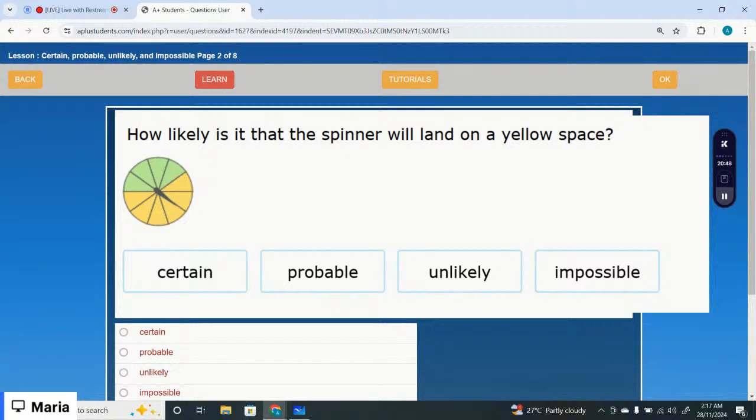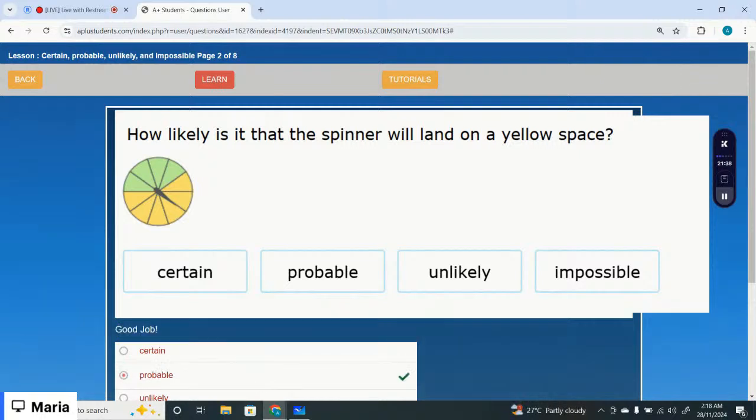How likely is it that the spinner will land on a yellow space? So which is the correct option? Yellow space. Let's just count 1, 2, 3, 4, 5, 6, 7, 8, 9, 10. The total portions are 10. Six of them are yellow. Most of the portion on the spinner is yellow. So that means it will land on yellow. The correct option is probable.